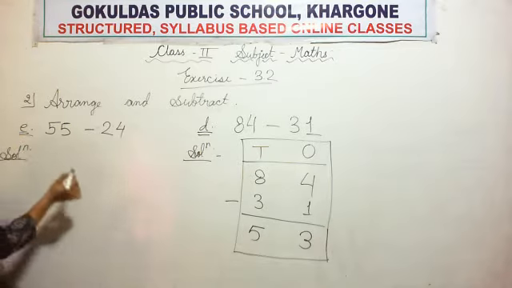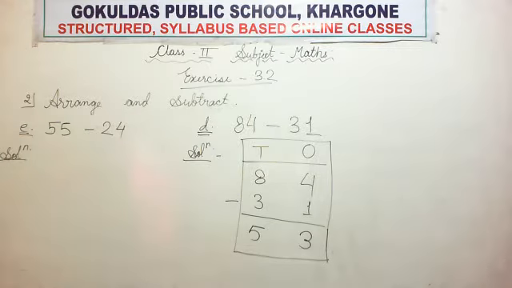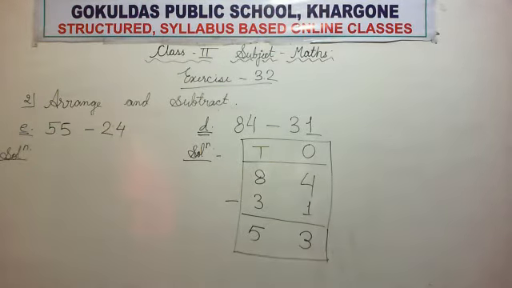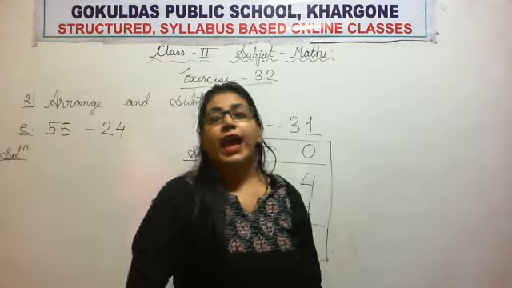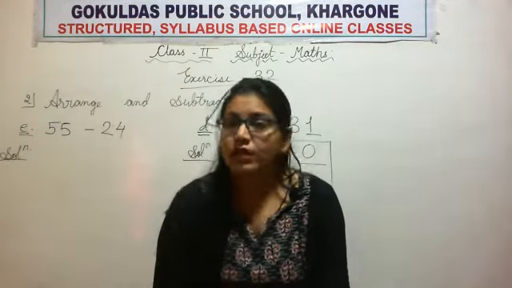Writing the solution also. Now, tell me what is the minuend? The bigger number is our minuend. Yes. So which is the bigger number? Very good. 55 is the bigger number. It means it is our minuend. And the smaller number is 24, and that is our subtrahend.